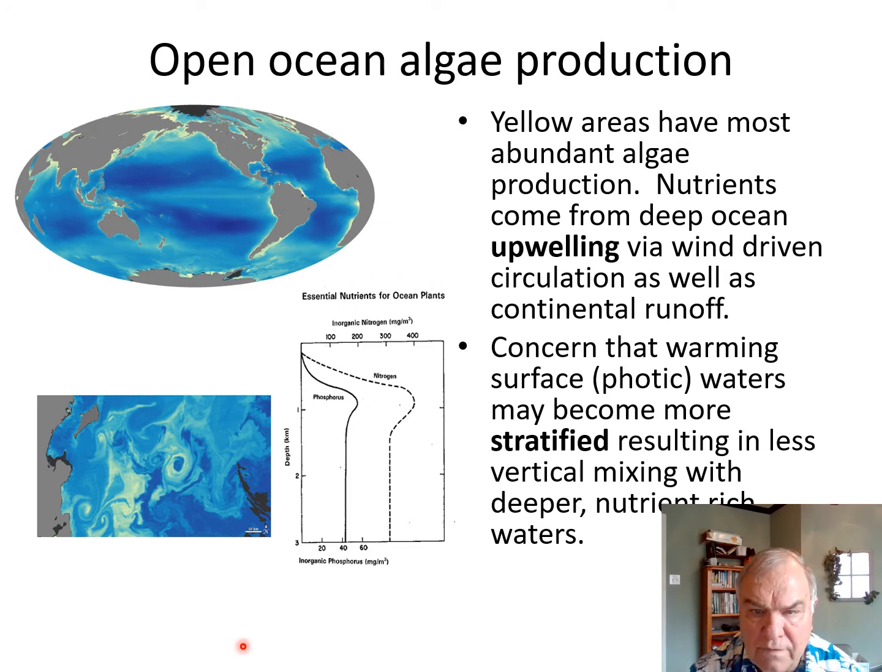I want to move offshore for just a minute and talk about open ocean algae production. If you notice here on this world map, the yellow areas have the most abundant algae production, and that's because the nutrients that we've been talking about along the edges of the continents here are washing in from the surface, land surface through the estuaries and into the near shore open ocean, where they're stimulating the algae to grow and start the basic food chain.